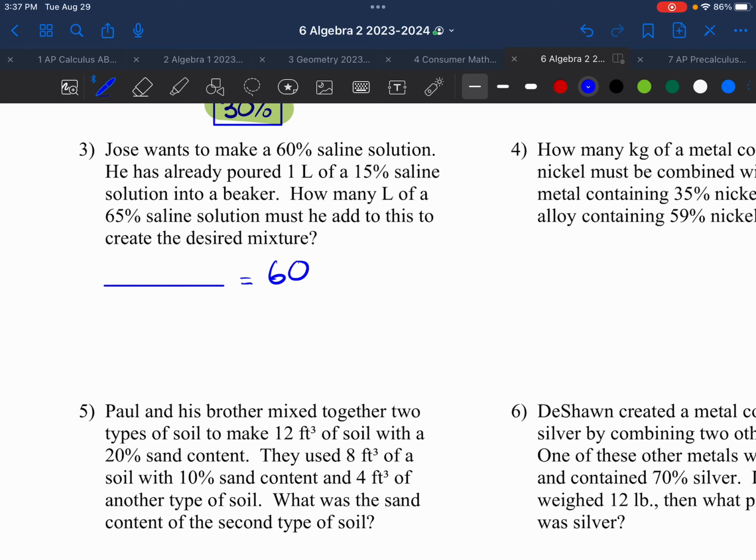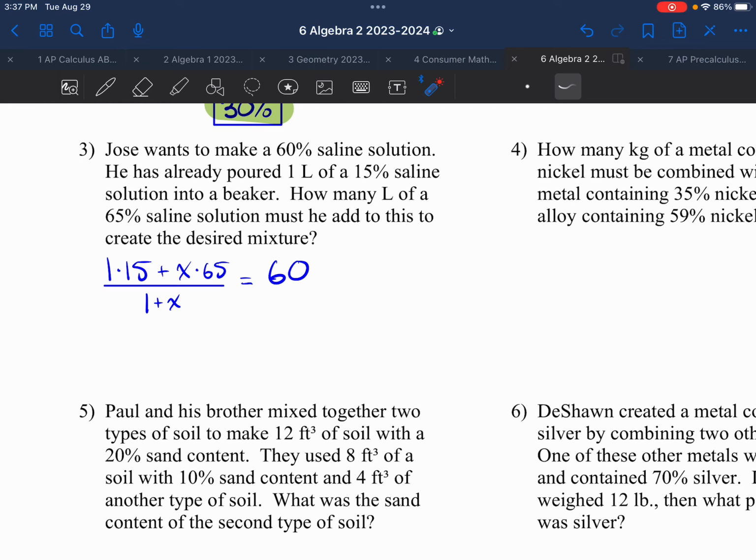He already has poured 1 liter of 15% saline, so it's going to be 1 times 15. Again, I'm not doing decimals. I think I've said that enough times. And it's asking for plus how many liters of 65. So x times 65%. And again, the two amounts are going to be added down here. So 1 plus x is going to be added down here. Those are the two amounts. 1 and x were the amounts. All right, so we just need to solve.